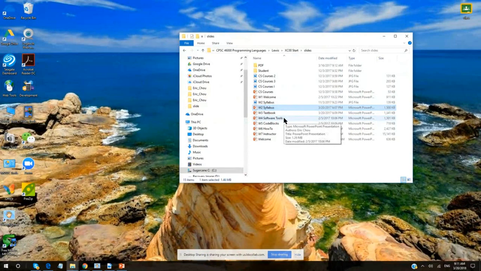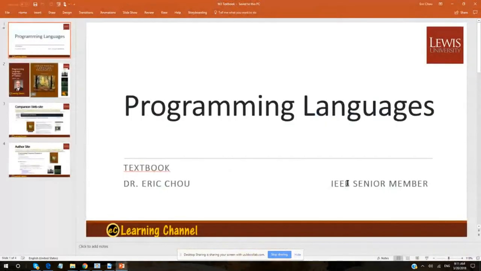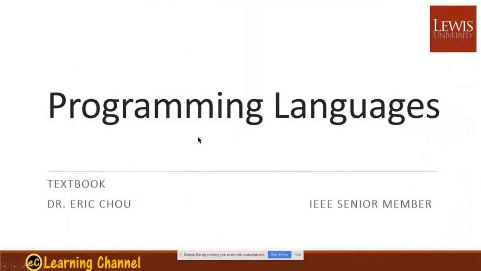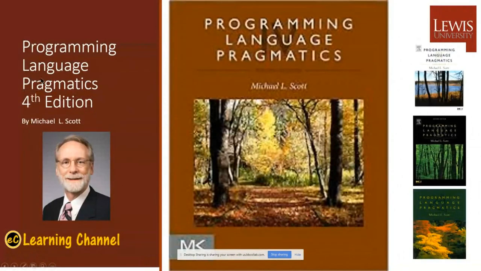Let me see, textbook and software. For the textbook, we use this book, Programming Language Pragmatics by Professor Scott. And I believe he's with the University of Rochester. This book has many different versions. I have the PDF file for the third edition, and right now we are using the fourth edition. But if you need the third edition PDF, I believe I have a download link in our course material section. And if you cannot find it, let me know. I can send a PDF file to you.